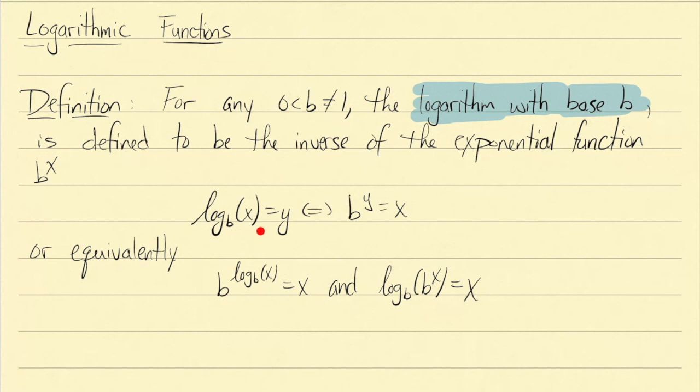We can encode this in one of two ways. It's equivalent to say either log base b of x is equal to y if and only if b to the y is equal to x, or to express this as function composition, the function b to the x composed with log base b of x composes to x, and log base b of x composed with the function b to the x is also the function which just outputs x.